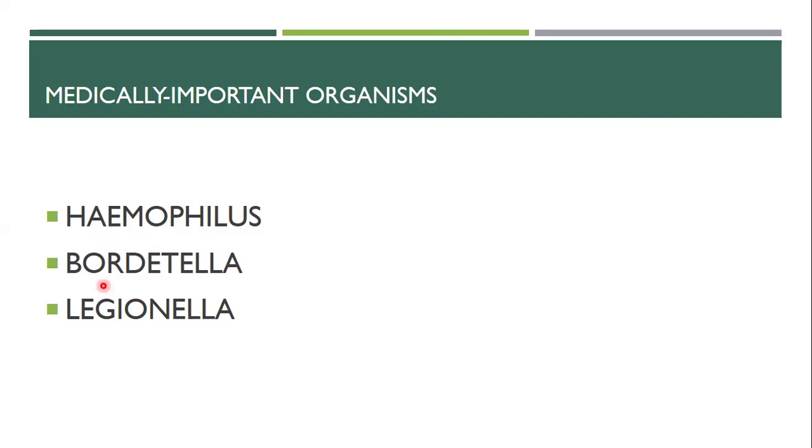Then we have your Bordetella, the common organism infecting man is actually your Bordetella pertussis. Although, aside from Bordetella pertussis, we also have other species which may cause infection. So we have your Bordetella parapertussis and Bordetella bronchiseptica. We'll discuss that in the next few slides. And then we have your Legionella. The most common species causing infection to man is your Legionella pneumophila, which causes pneumonia.